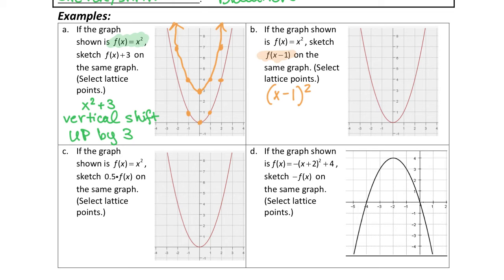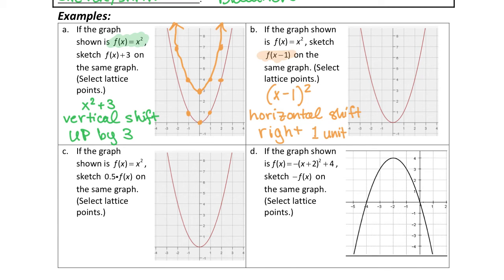If I were to write that down, that's the difference between A and B. On A, we added after we squared. This time we're going to subtract and then square. So it changes our order of operations. And that was a horizontal shift. Since it's minus 1, remember the rule is to shift it to the right 1.